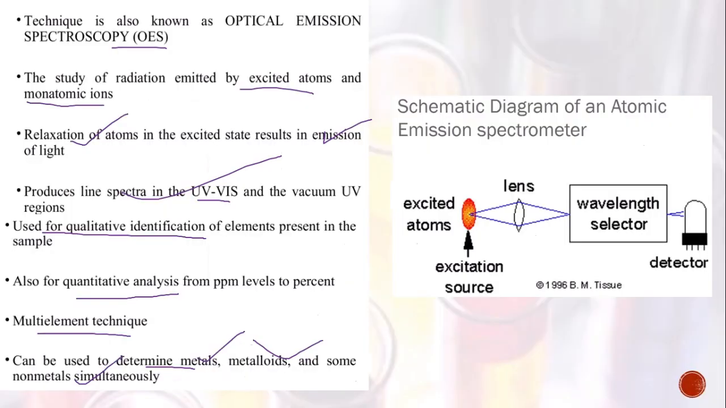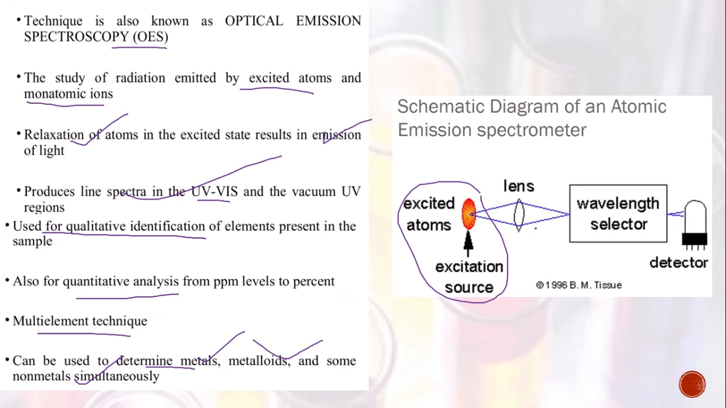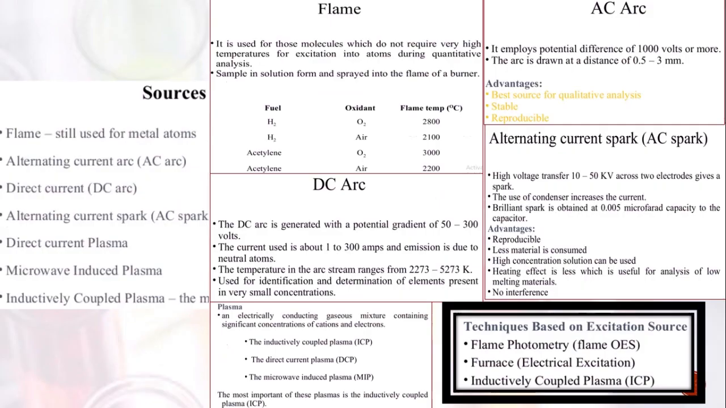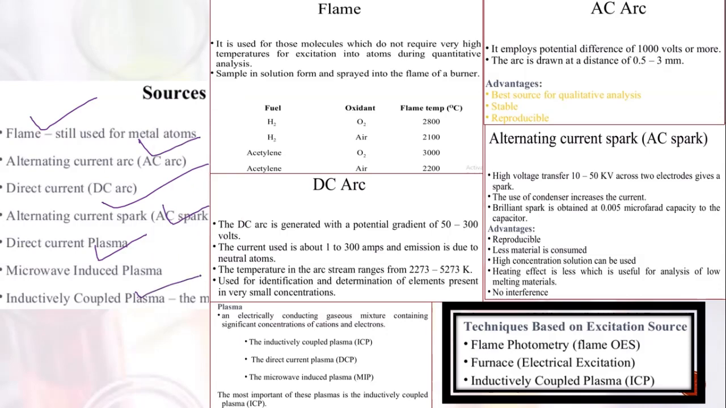Here we have an excitation source to excite the atoms from a lower energy level to a higher energy level. Then whatever light is emitted as they decay can be passed through a filter and then detected. The sources of excitation can be flame. We also have alternating current, direct current, alternating current spark, direct current plasma, microwave induced plasma, and inductively coupled plasma.